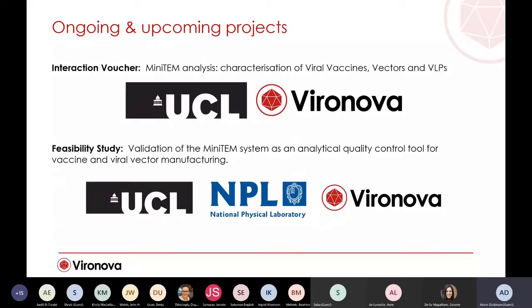Then leading on from that, we have the feasibility study, which is going to be a collaboration between UCL, the NPL, and ourselves. We're really going to be looking to validate the MiniTEM as an analytical quality control tool, and there's going to be a heavy focus on VLPs. We're going to be using the expertise at NPL for generation of VLPs, and also their vast experience in method validation. UCL will be sharing their collaborations in low or middle income countries, to show how hopefully the MiniTEM, our image analysis and CNN can be of benefit to those particular regions and countries.